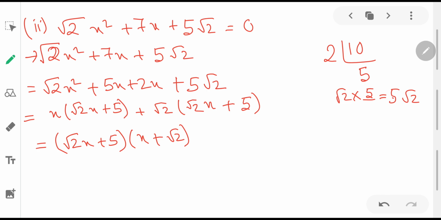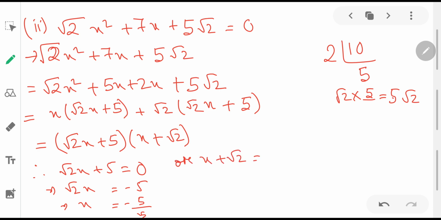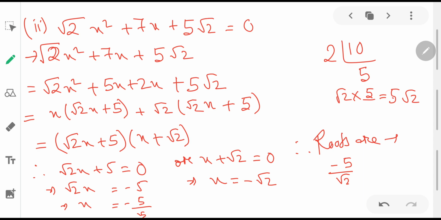Okay. So, from here we can just find out the roots. Therefore, root 2 x plus 5 equals to 0, which will give us root 2 x equals to minus 5, implies x equals to minus 5 by root 2, or x plus root 2 equals to 0, which will give us x equals to minus root 2. Therefore, what are the roots? The first root is minus 5 by root 2 and the second root is minus root 2. Okay, I hope you have understood this problem.